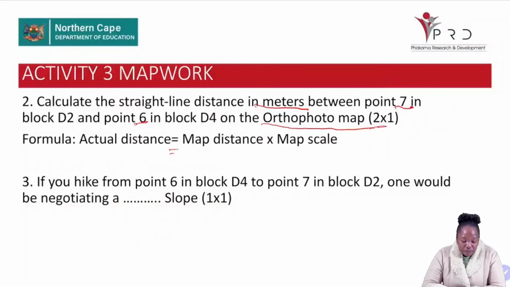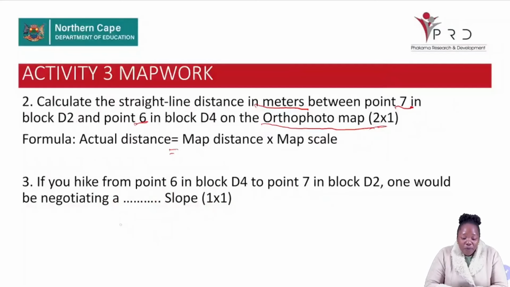Then number 3: if you hike from point 6 in block D4 to point 7 in block D2, one will be negotiating a type of slope there. Remember, in grade 8 and 9, again in social science, you have learned about the types of slope: your steep slope, your gentle slope, your convex, as well as your concave. So you need to go and identify the type of slope that you will be negotiating there.